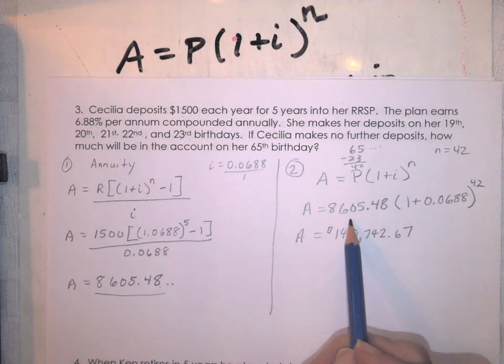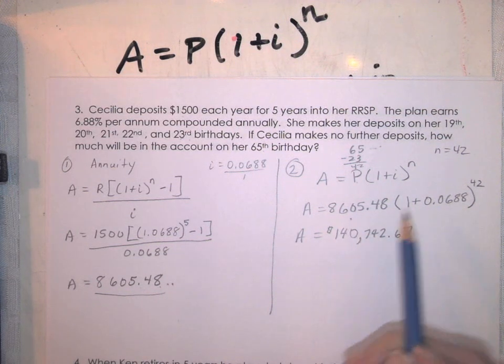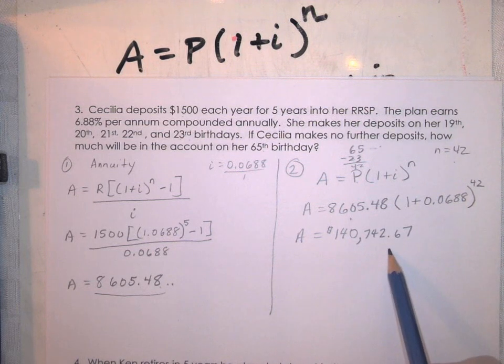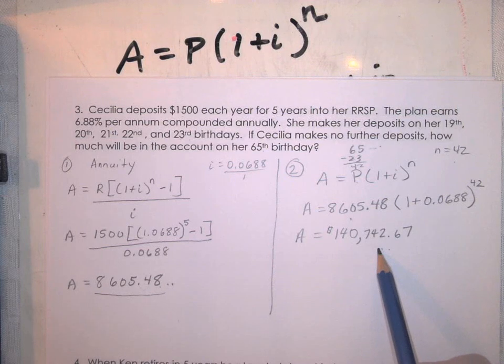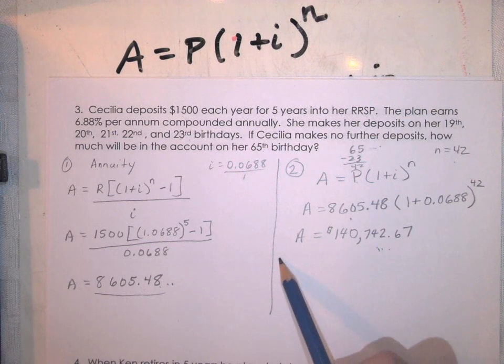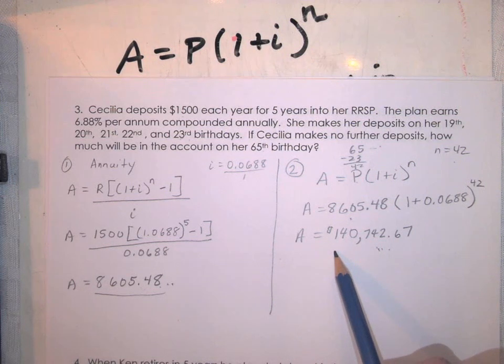We started with this much. Just by accruing interest and leaving it there for 42 years, she now has $140,742.67. And that shows you if you start saving for retirement really young and aggressively, then you will have a lot of money just based on interest alone.